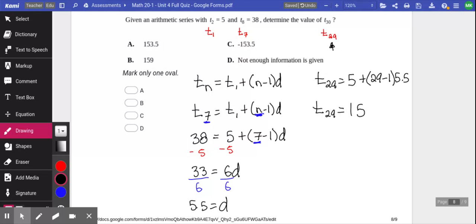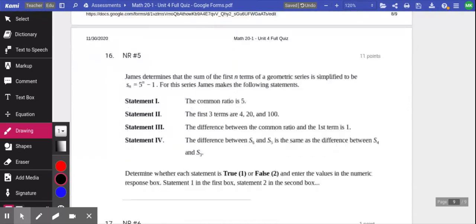You throw that into your calculator, and that's going to be 159. And I always like when my answer is somewhere on the sheet, because then I can check it off. The answer is B. Awesome.